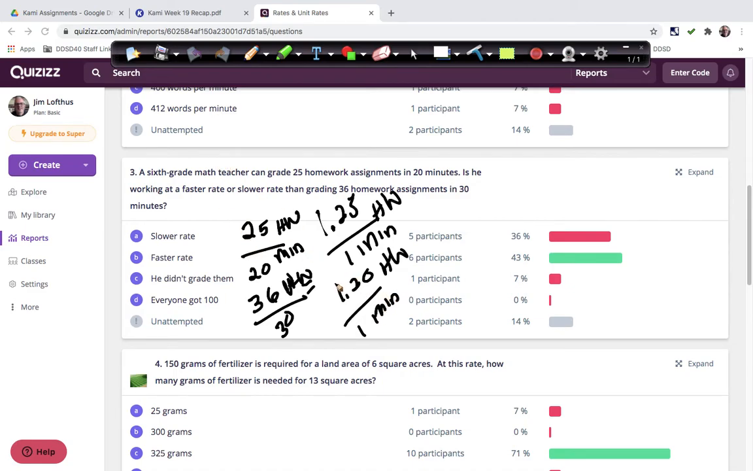And so this one was faster. It says, is he working at a faster rate or a slower rate than the 36? So part of this is in the questioning. That's what's difficult about this, is he working at a faster or slower rate than the 36? The 25 per 20 is a faster rate. So that's right there.